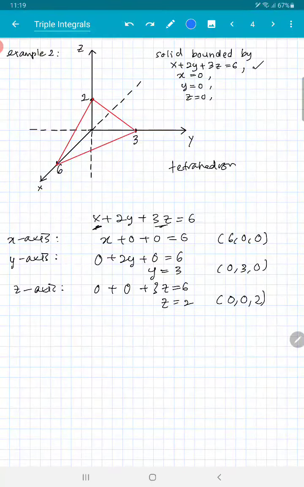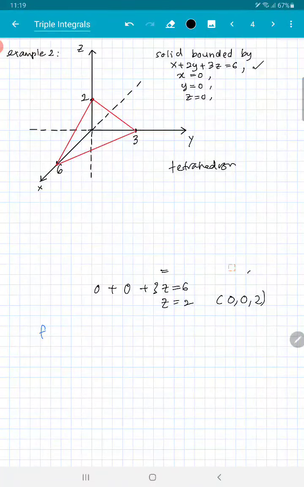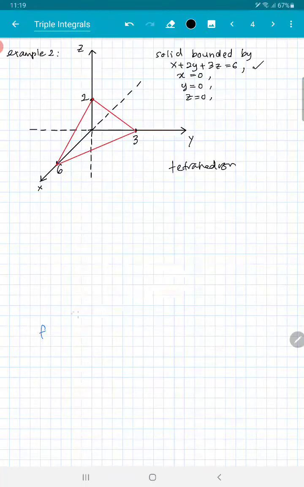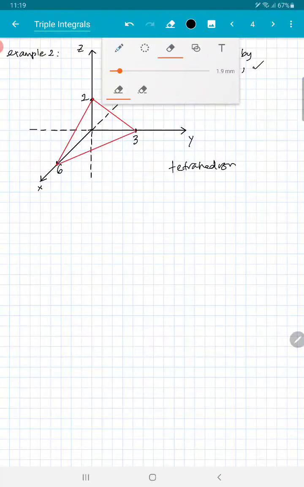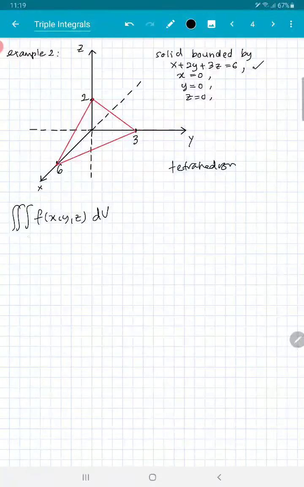Now what we want to do is express f(x,y,z) integrated over solid G. I'm going to erase this bit because some of you can do this very quickly, I'm sure. All right, for the second example I'm going to go very slowly. We want to express this f(x,y,z) integrated over solid G. Our solid G is really the tetrahedron. In this case we're going to express this in three different ways.